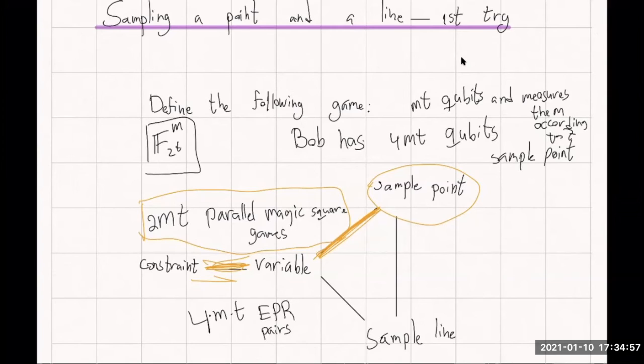Okay, but just to try to understand the big picture of what you are explaining in this slide, the players are going to have two types of particles or states. One type they're going to use in order to sample their points and lines, etc., and do what Guy was trying to tell them to do. This is some subset of particles. The other subset is going to be used to play magic squares.